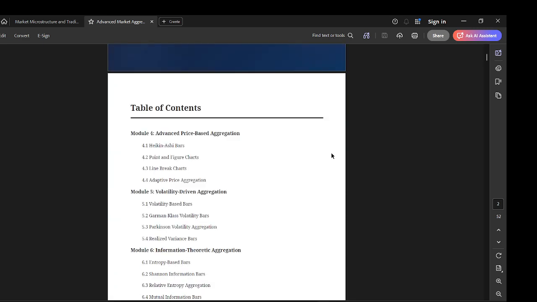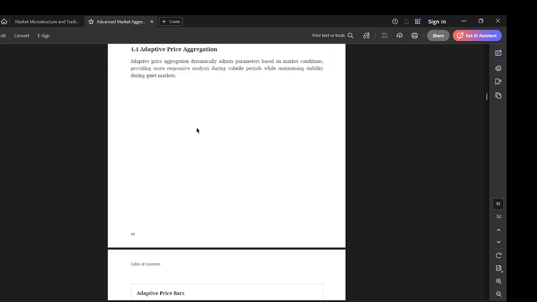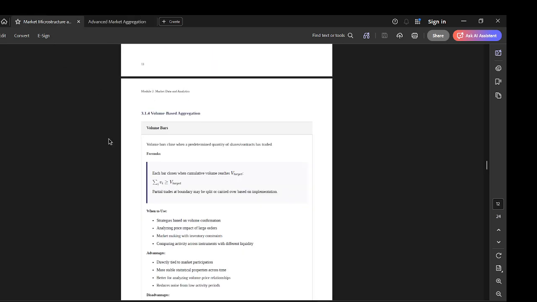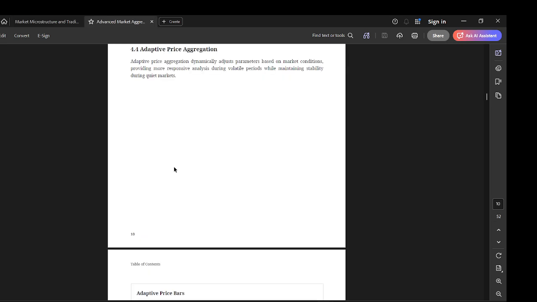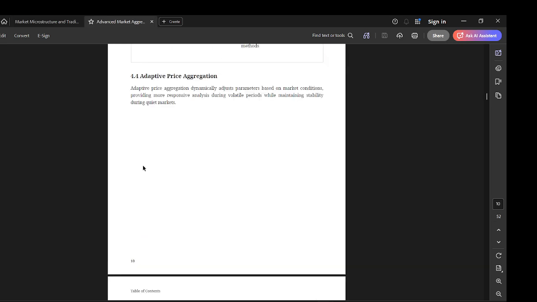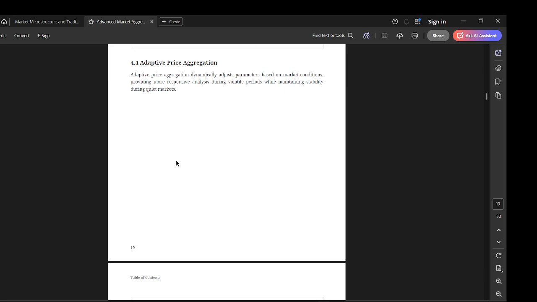But we are going to essentially be looking at what's called an adaptive price aggregation. I'm going to start with this one before I go back to the volume-based aggregation. Now, what is an adaptive price aggregation? Adaptive price aggregation dynamically adjusts parameters based on market conditions, providing more responsive analysis during volatile periods while maintaining stability during quiet markets.